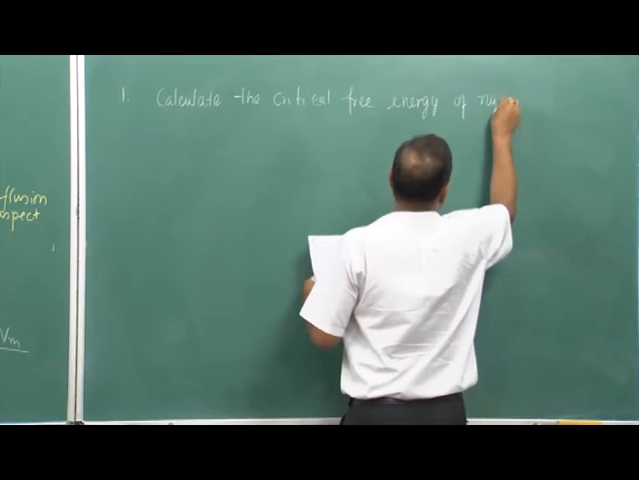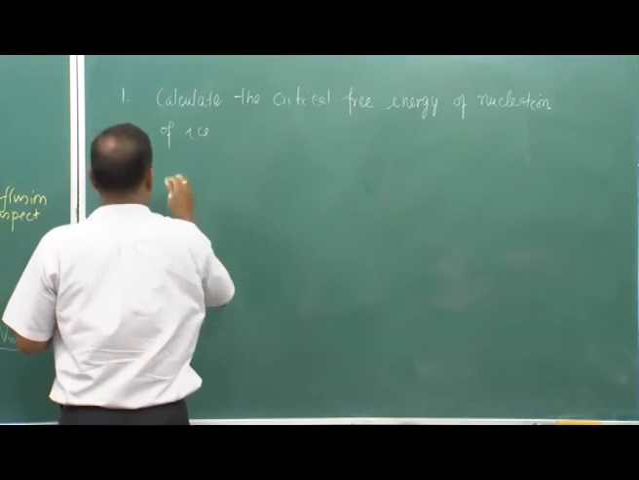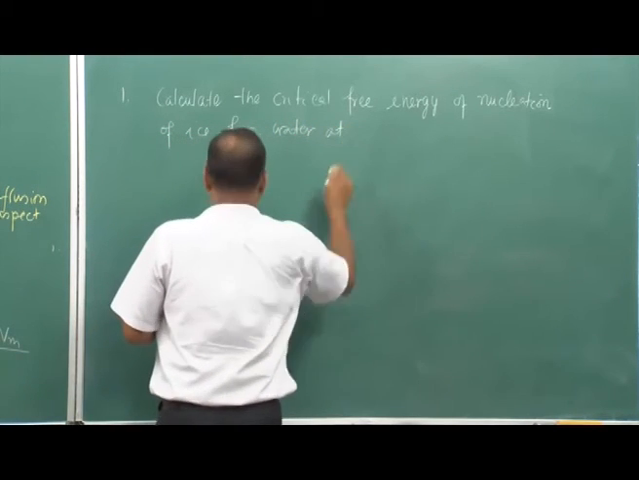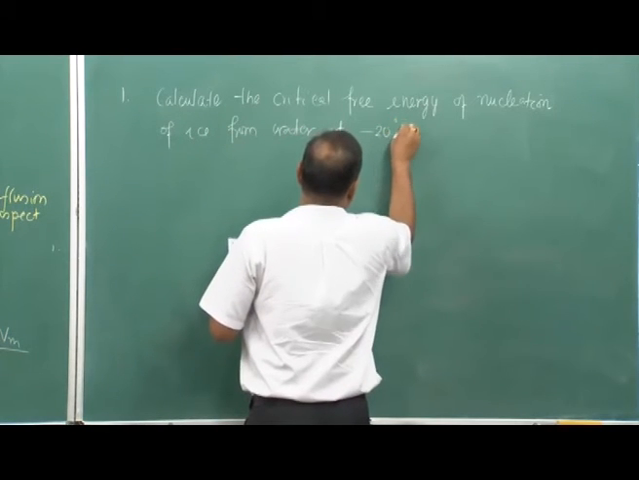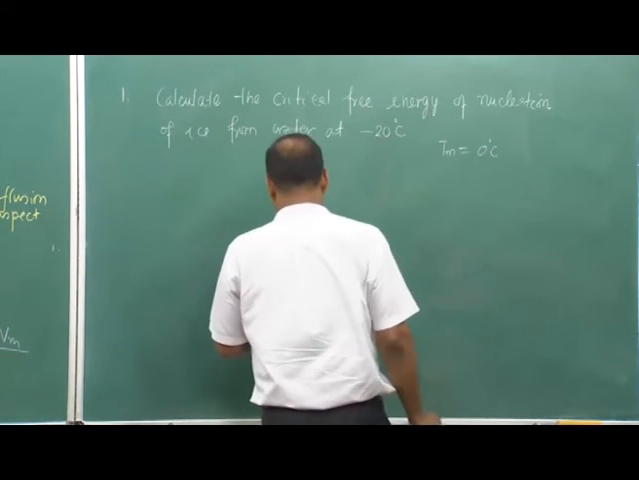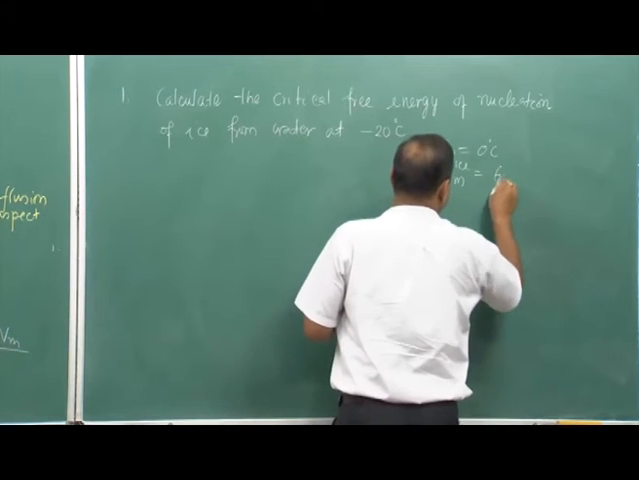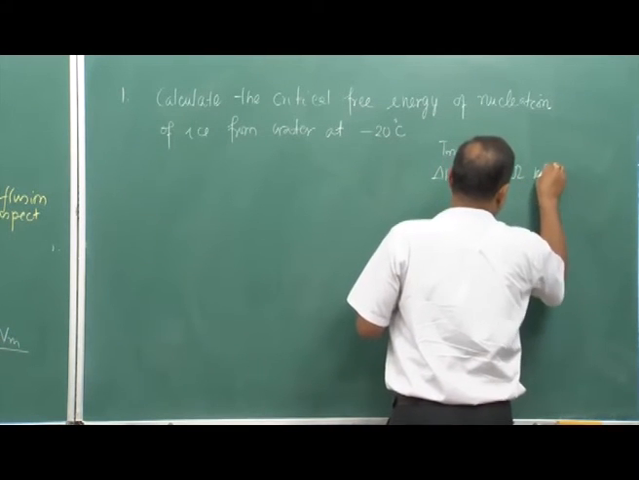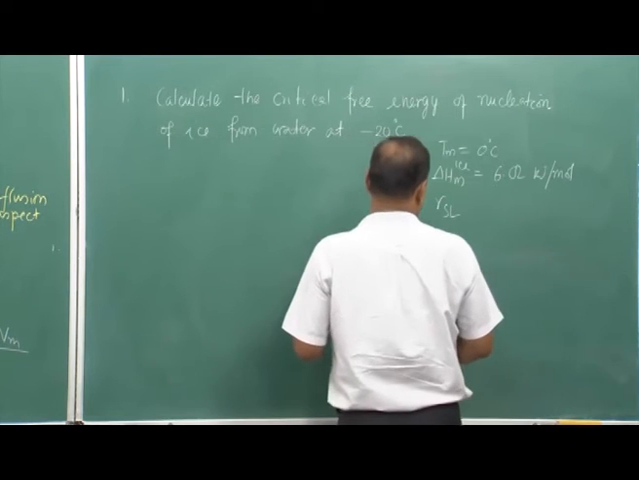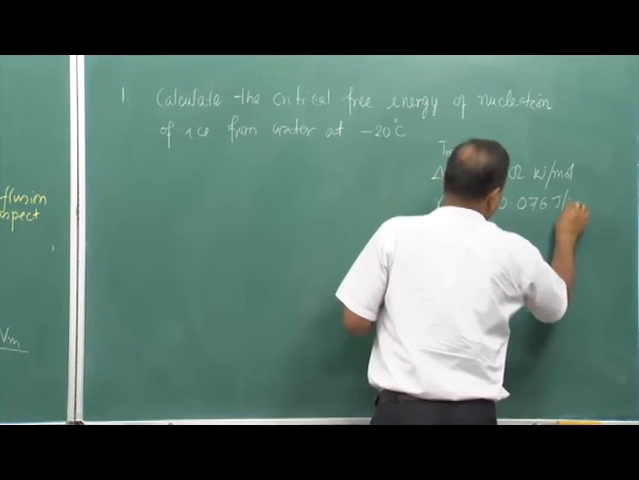of nucleation of ice from water, definitely, at minus 20 degrees Celsius, where Tm is 0 degrees Celsius, delta Hm of ice is equal to 6.02 kilojoule per mole, and gamma SL, which is the ice water interface energy, is 0.076 joule per meter square.